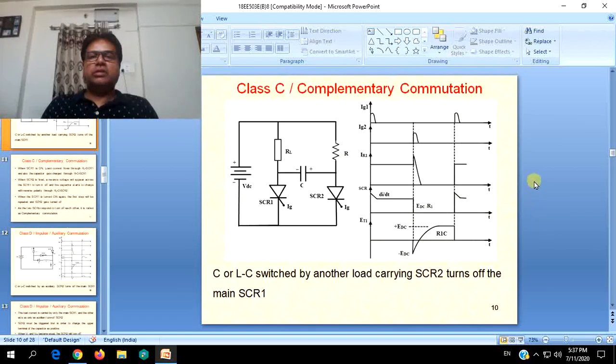The next type of commutation is class C, or complementary commutation. As we can see from the circuit, there are two SCRs connected in the circuit, where SCR1 is the main SCR which we want to turn off. The other, SCR2, is an auxiliary SCR which is utilized to turn off SCR1.